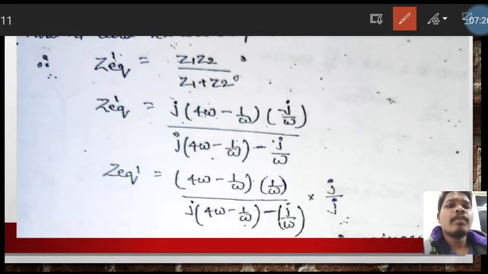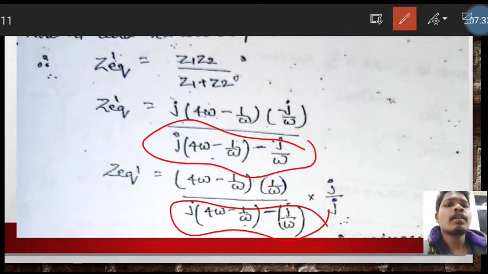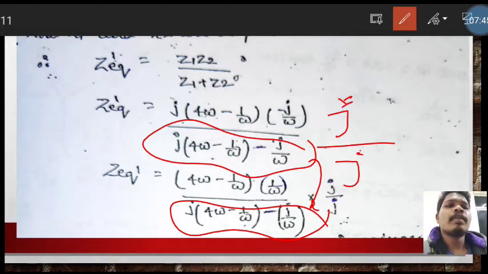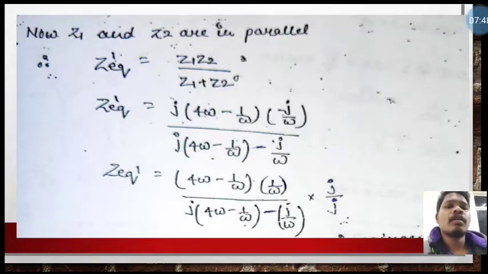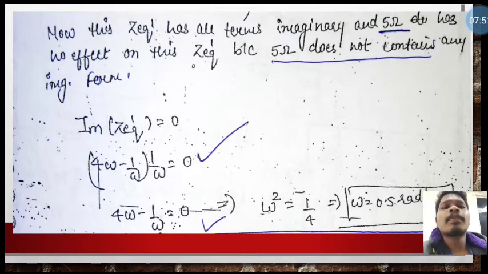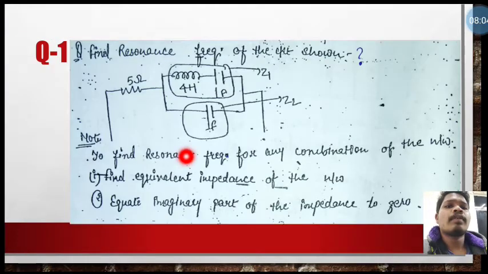Now see the denominator part. Here in the denominator part, like in the previous case, it is the same. Now what we have to do is multiply the j term in the numerator and multiply the j term in the denominator, so there is no difference. Now come to this section. This Z equivalent has all imaginary terms, and the 5 ohm has no effect on the Z equivalent because 5 ohm does not contain any imaginary form. See in this figure, then we will clarify each point.